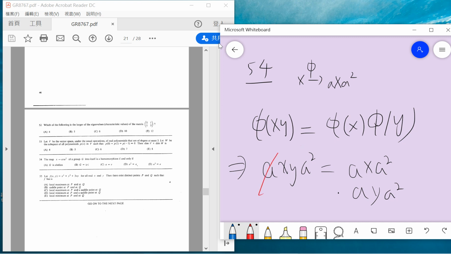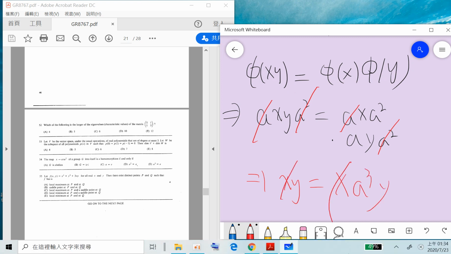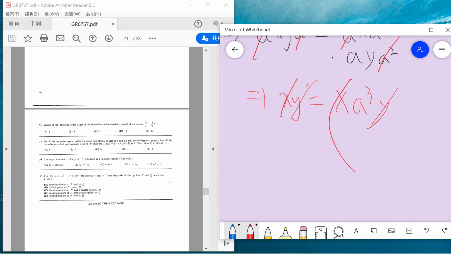So I can cancel this a on the left hand side and cancel a squared on the right hand side. So we have xy equals x a cubed y. And I can cancel x from the left hand side and cancel y from the right hand side. So we have a cubed equal to 1, so it equals e. E means identity. So the answer is E.